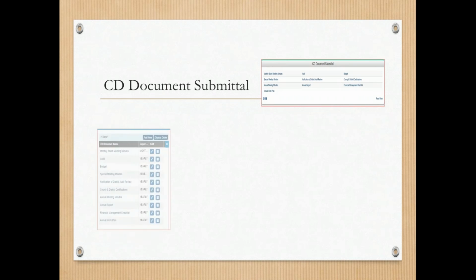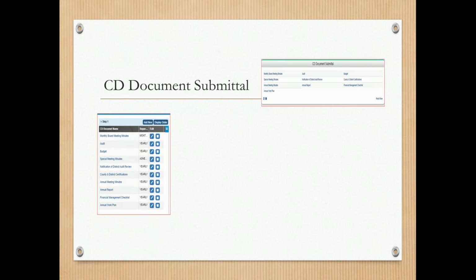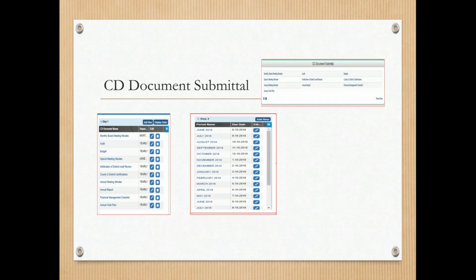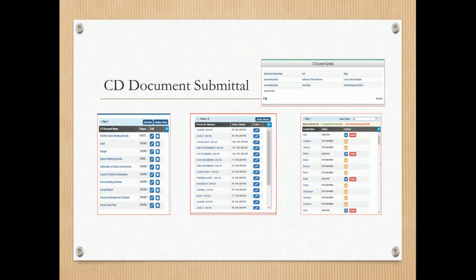These are the different kinds of documents that the districts are required to upload into CSIMS. And here's a long list of them. If I click on that first one, that would bring up all the different months in the year, let's say the monthly board meeting months. Then if I click on a month, say June, this would bring me all of the counties in the state and whether they submitted their document or not.